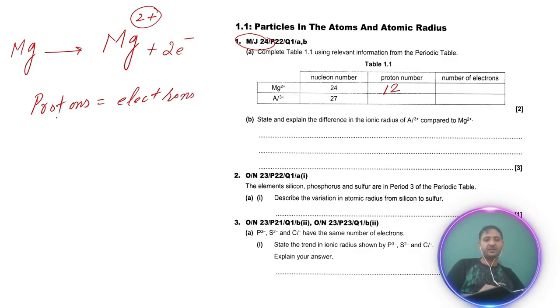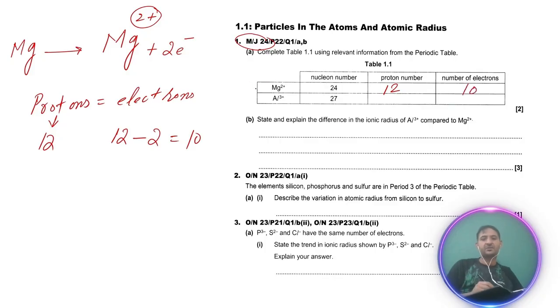How many protons were there? There were 12 protons. But what I already told you, 2 positive means there are actually 12 electrons minus 2, because 2 positive is representing 2 electrons lost. So it will become 10. So there are 10 electrons.